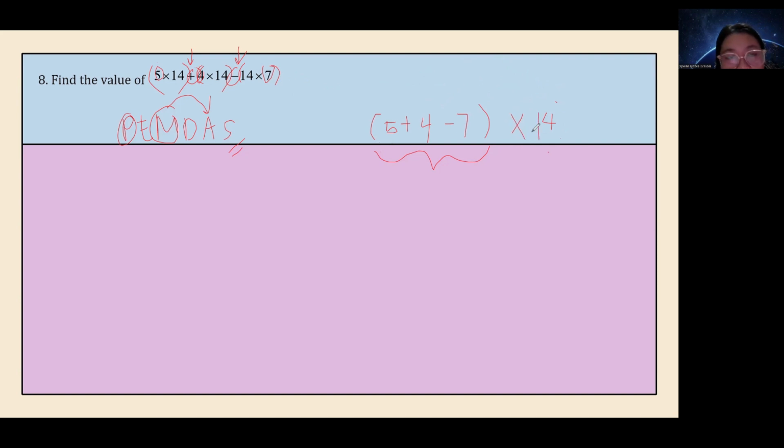So 5 plus 4, that's 9. 9 minus 7, that's 2 times 14. See, you only have to multiply once by 14 and the number is quite lower now, which is just 2. So 2 times 14 is just equal to 28. Okay? 28 is the correct answer here.